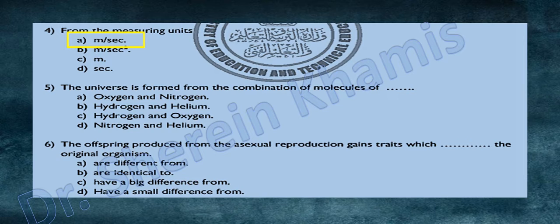Okay, question number 5. The universe is formed from the combination of molecules of, we have the matter or the sphere that made the explosion, the Big Bang theory, and it gave out the universe. We have the 2 least elements in size or the least elements in weight. We have hydrogen and helium. It is a very important question. So hydrogen and helium are the components, or the molecules, that form the universe.